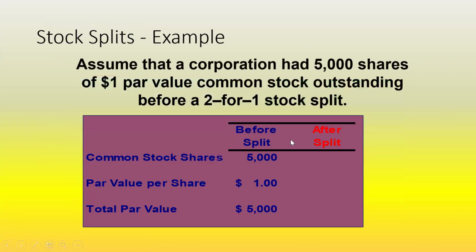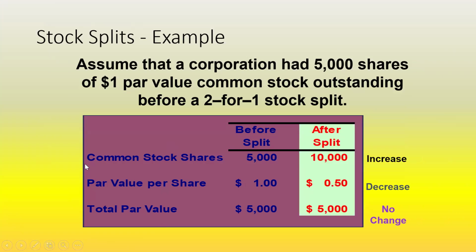So here you can see the impact of stock split on the various elements of stockholder equity. The number of shares will be increased, whereas the par value per share will be decreased, and there will not be any impact on total par value. The total par value will not be changed.